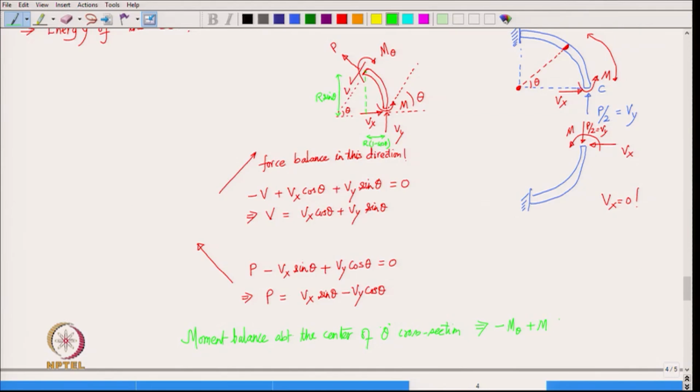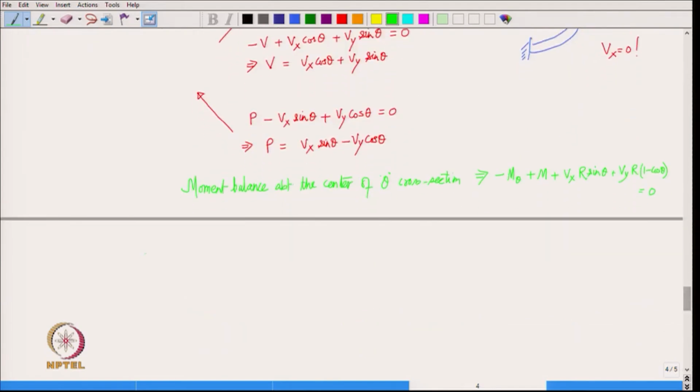Then the moment due to Vx and Vy. What is the moment due to Vx? That is Vx times the vertical distance, which is r sin theta. What is the moment due to Vy? That is Vy times the horizontal green line. So, that is Vy into r into 1 minus cos theta, and that is equal to 0. So, this implies your moment M theta is equal to M plus Vx r sin theta plus Vy r into 1 minus cos theta. So, in the cross section we have axial force, shear force as well as the bending moment.